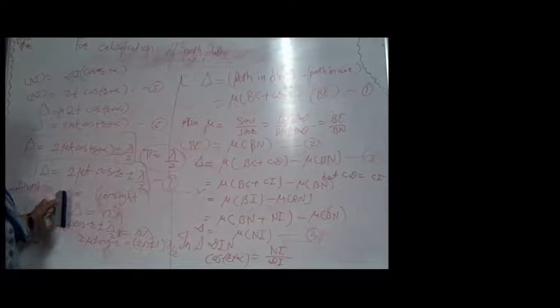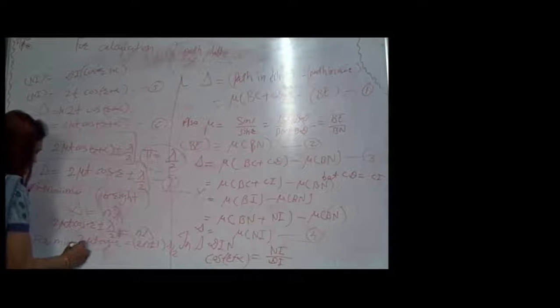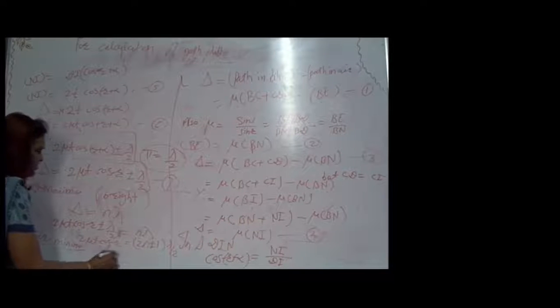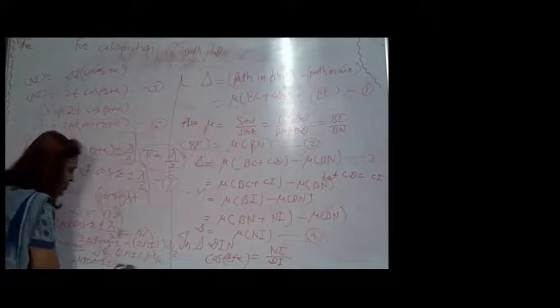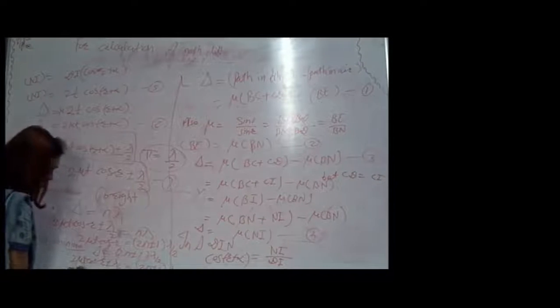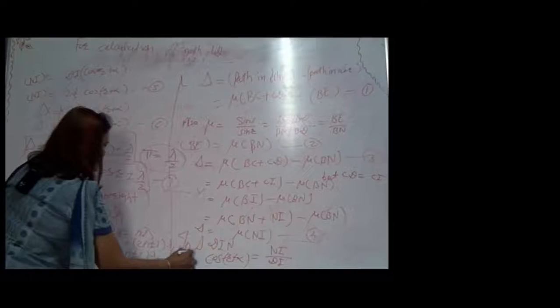Similarly, we can calculate the condition for minima. For minima, the value of delta is nothing but an odd multiple of lambda by 2. When delta is an odd multiple of lambda by 2, we will get 2 mu t cos of r plus or minus lambda by 2 is equal to 2n plus or minus 1 lambda by 2. So 2 mu t cos of r is equal to n lambda. Suppose this is equation number 8 and this one is equation number 9.